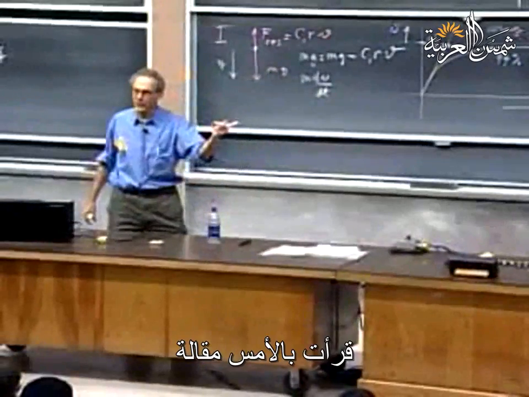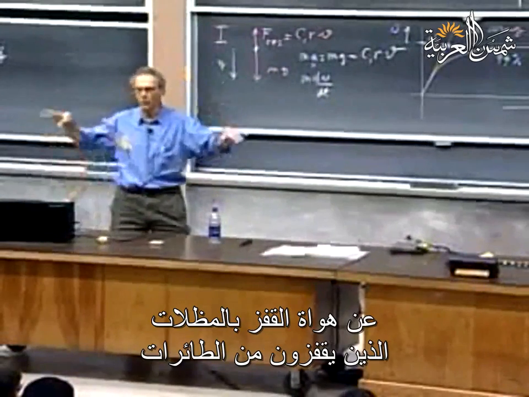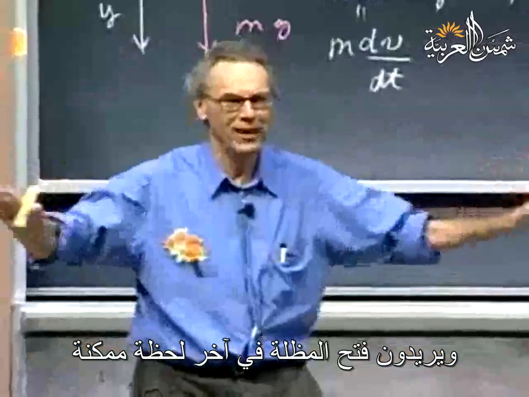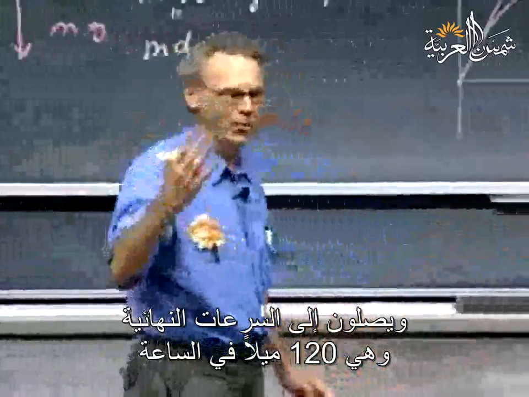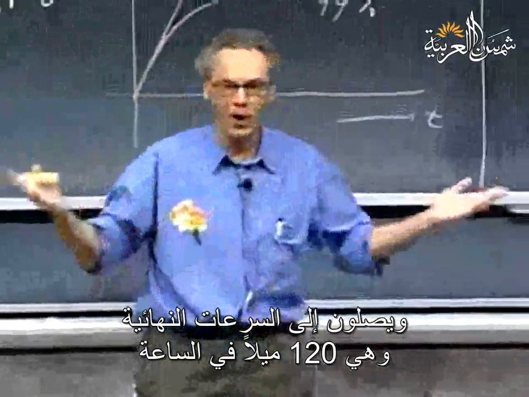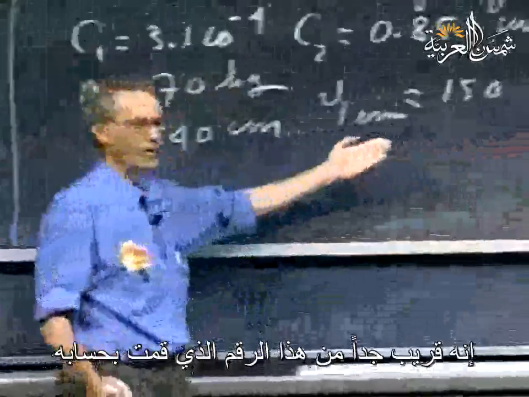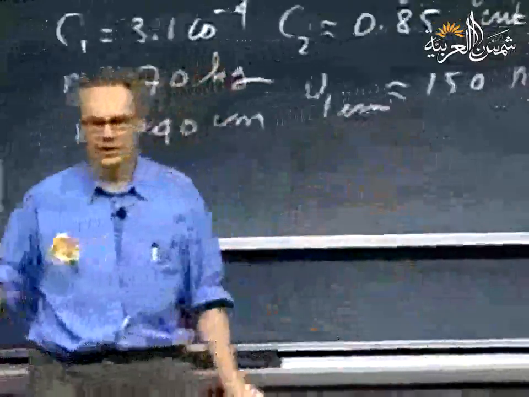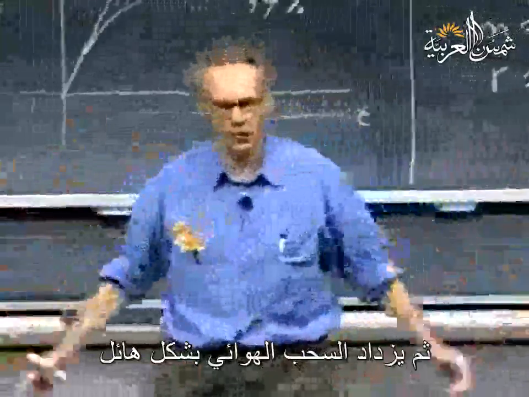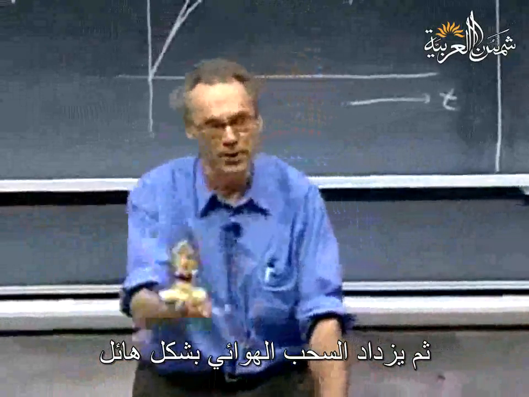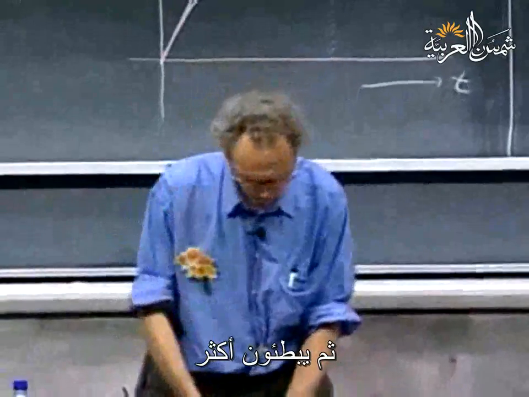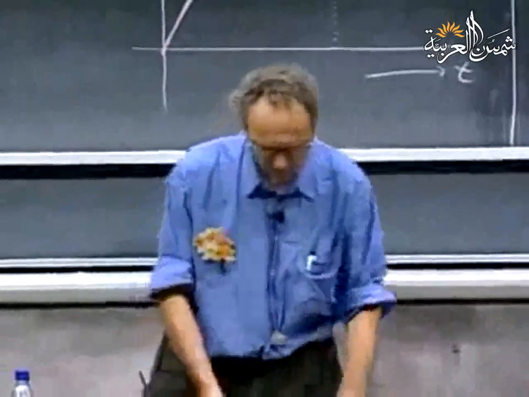I just read an article yesterday about skydivers who jump out of planes and they want to open the parachute at the very last possible moment. And they reach terminal velocities of 120 miles per hour, which doesn't surprise me. It's very close to this rough number that I calculated. Because then they open the parachute and then the air drag increases enormously and then they slow down even further.